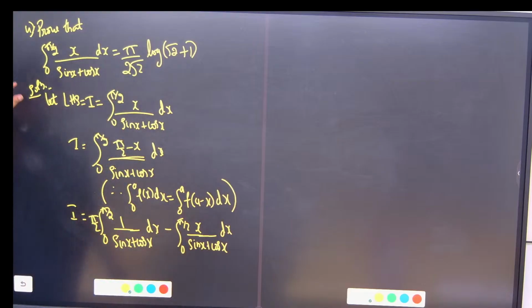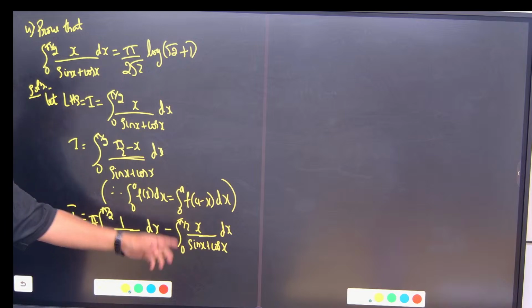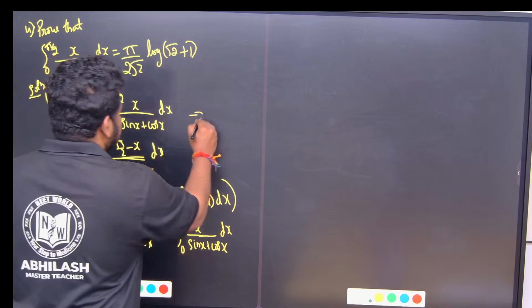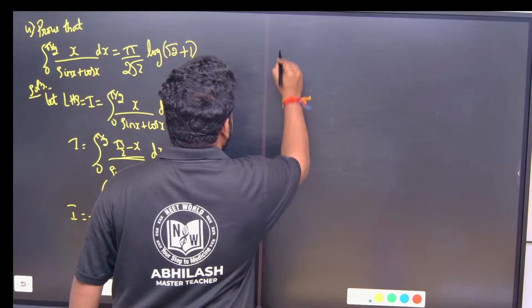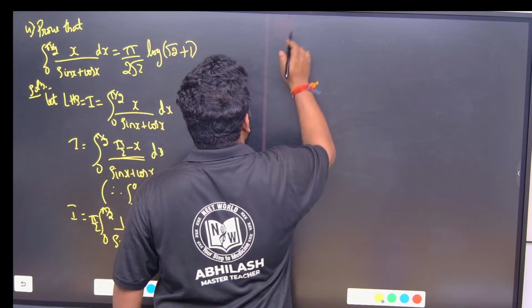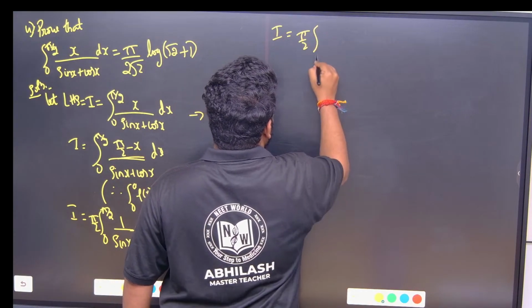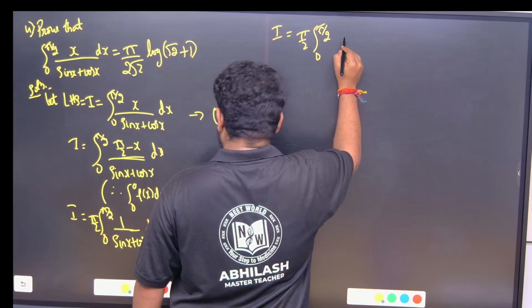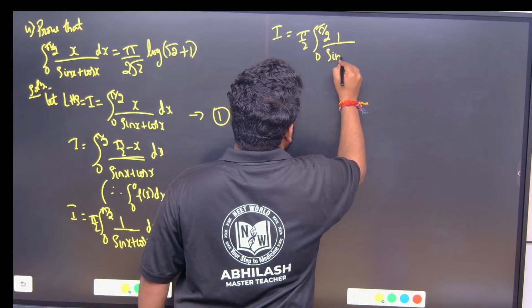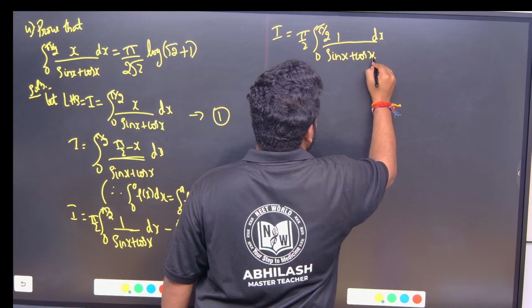What did we take the integral of x by sin x plus cos x as? We took it as I, correct? So we will take this as I here only because we have already taken it. This is 1. So using 1 I can write I is equal to pi by 2 into the integral from 0 to pi by 2 of 1 by sin x plus cos x dx minus I. The method is similar to the previous question.